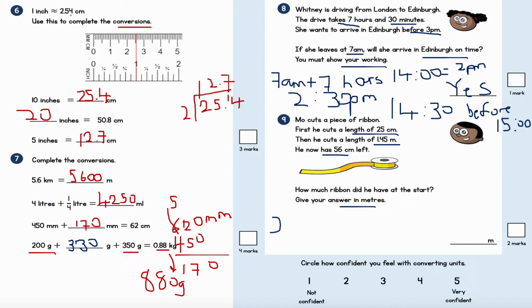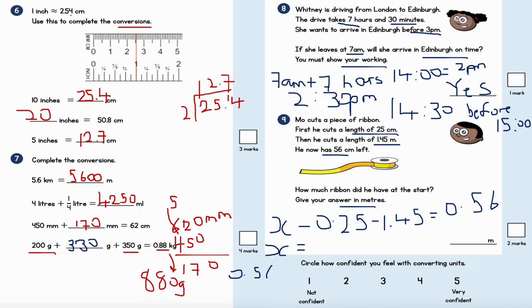Okay, so I've got X here, take away 0.25 meters, okay, because I'm dividing that by 100, take away 1.45, and I get the answer of 0.56 meters. Okay, so I'm keeping it all in decimals to make it easier. Rearranging this, so to work out the unknown value, if I add 0.25 and 1.45 to 0.56, then I get my final answer. So let's just try and go ahead actually and work it out here using column addition.